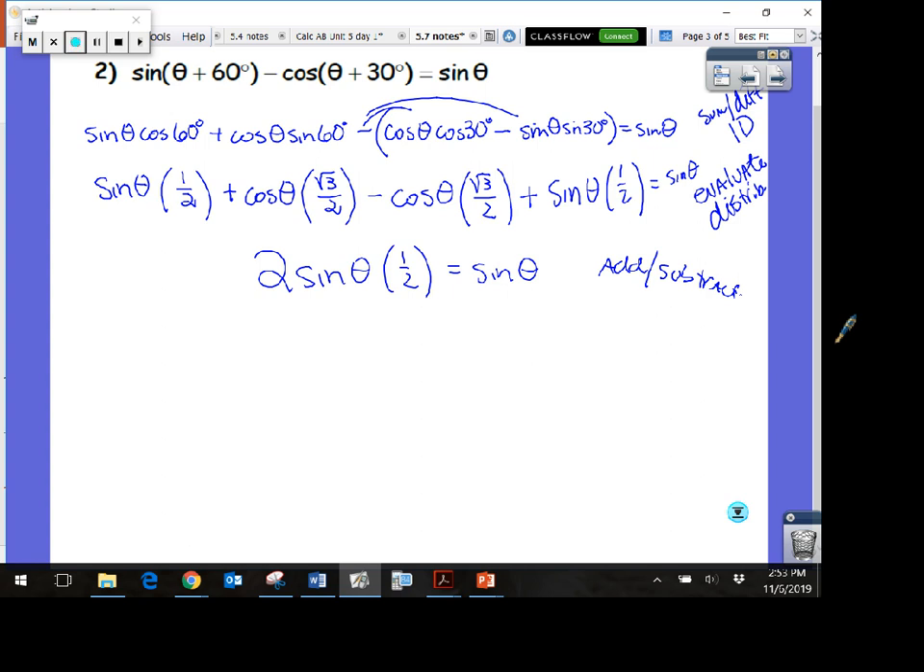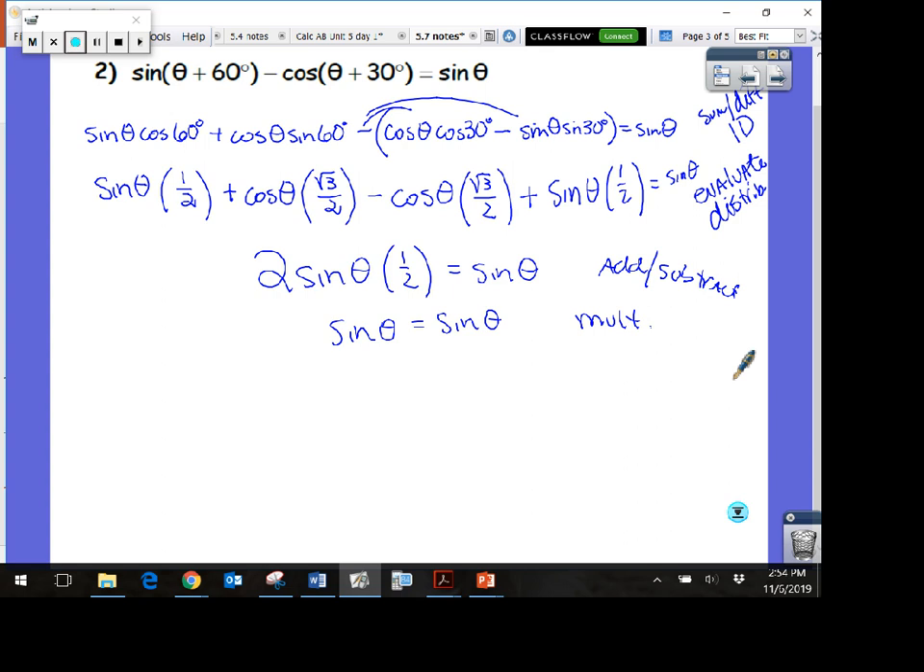So now I have 2 times sine theta times 1/2. 2 times 1/2 is 1. Sine theta equals sine theta. What did I do? I multiplied. I multiplied 2 times 1/2, which gave me just 1 sine theta. So again, a problem like that is a little bit lengthy, but those are the easiest proofs because there's no real question about what do I do. I just have to do what the operation says.